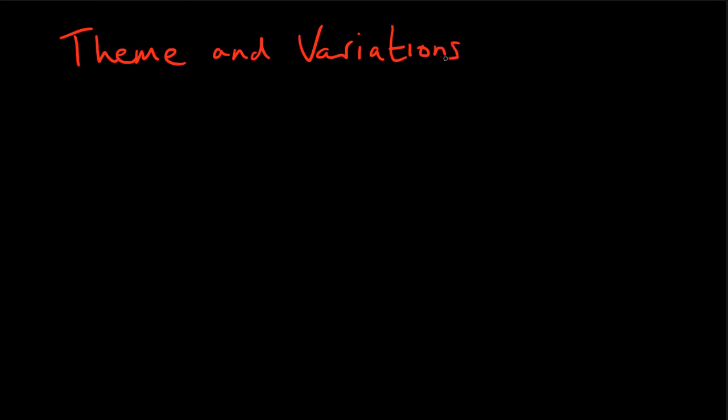The next form we're going to have a look at is one known as theme and variations. This is another form which was quite popular in the classical period, but actually ever since then this remains something that composers quite enjoy using to create their piece of music. And as the name suggests, this is a form that involves something called a theme and something called variations.